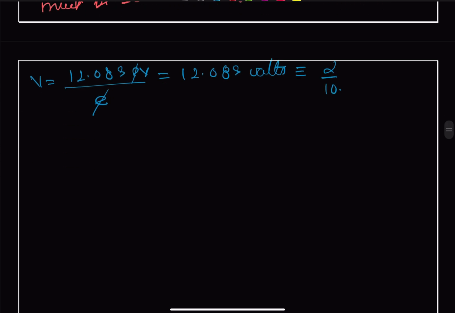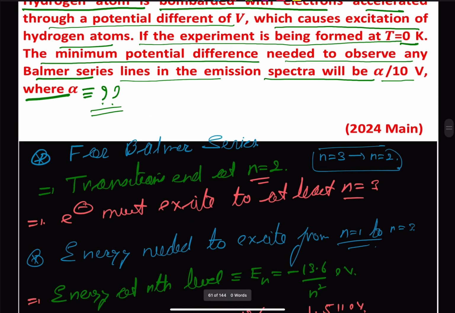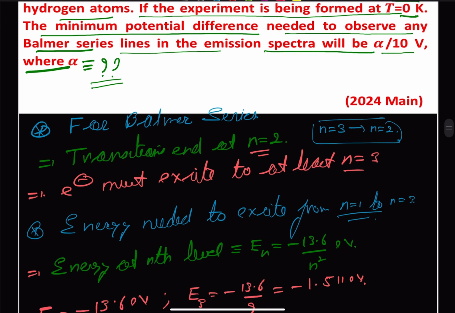Therefore, the value of alpha will be equal to 120.89. So we have alpha is 120.89. Next question.